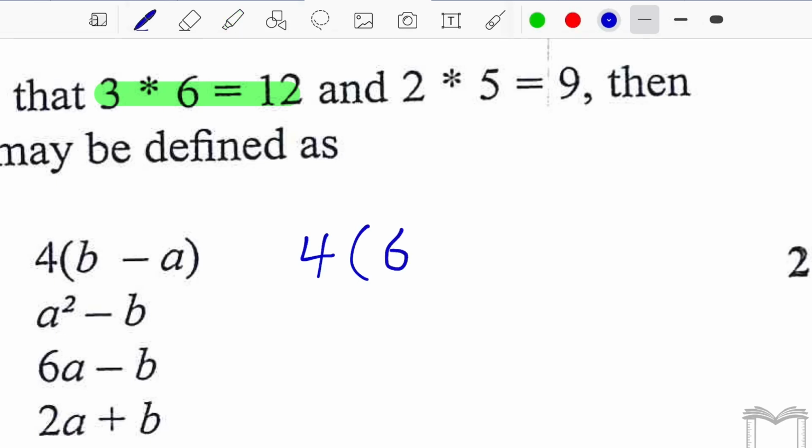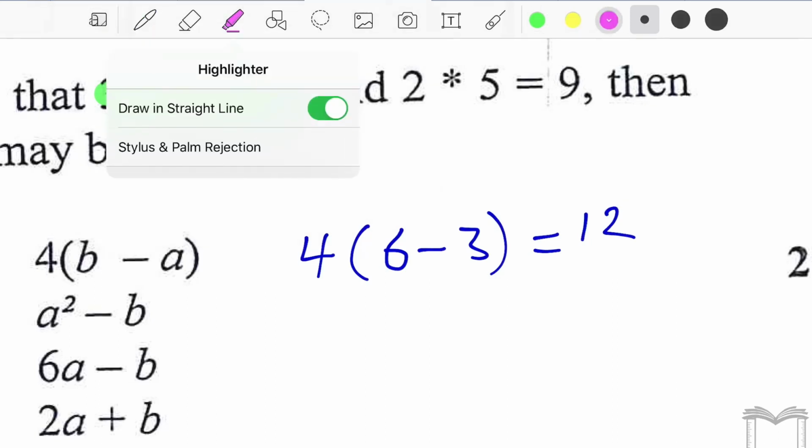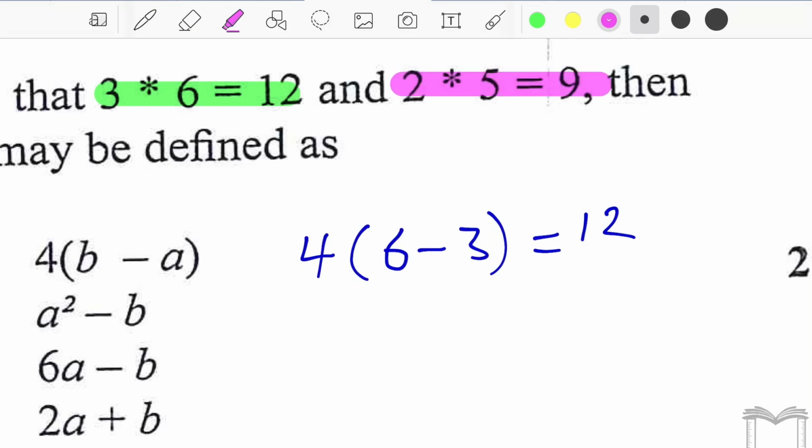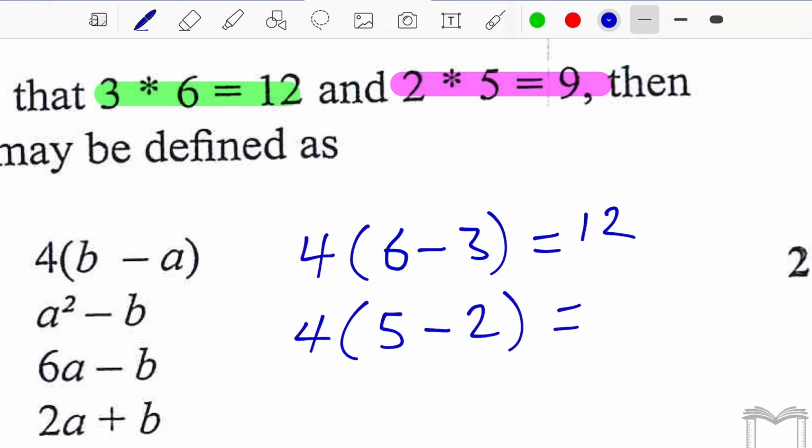So B will be 6. So that's 6 minus 3. So that's 4 times 3 is equal to 12. So that works there. Let's see if it works for the second part, which is this here. So 4 times B, which is 5, minus 2, which is A. That will give us 5 minus 2 is 3, so 4 3s are 12.